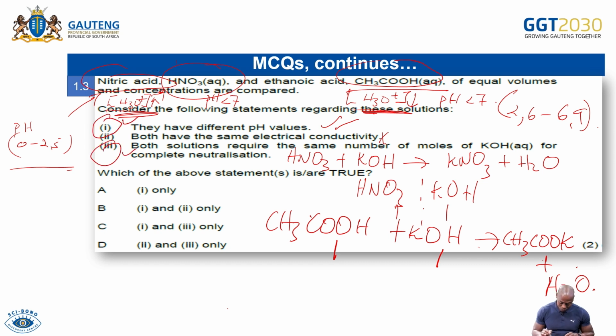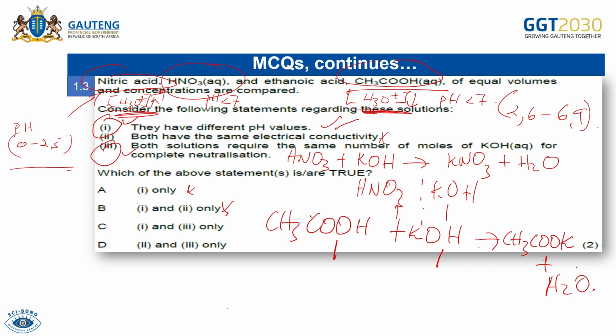Roman figure 3 is also correct. But what is incorrect for these two acids is Roman figure 2. So we are looking for an option where we have Roman figure 1 and Roman figure 3. So A will be out because it only talks about Roman figure 1, and option B will be out because they've included Roman figure 2.